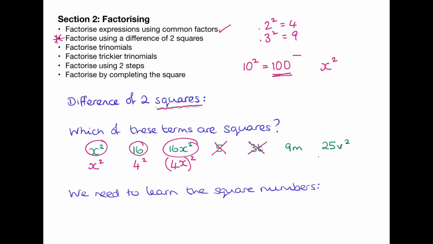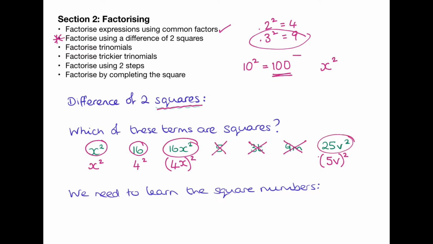Right, 9m. 3 squared is 9, as we just said. So the 9 bit of it is a square, but the m bit of it isn't. We don't have something squared that gives us m. So this one is not a square because it has to be both bits of it. And then the last one, 25 is 5 squared, so that's fine. And v squared is v squared, obviously. So if you square 5v, you get 25v squared. So that one is a square.